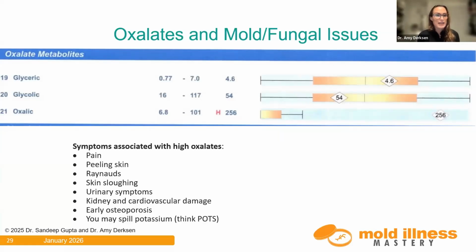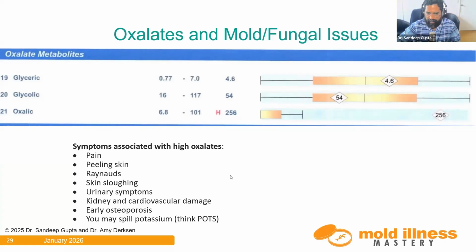So symptoms that we see: pain, sometimes peeling skin, aggravation of Raynaud's, skin can slough off, urinary symptoms for sure, especially frequency and that sharp pain, kidney and cardiovascular damage, early stages of osteoporosis because it disrupts the calcium. And then you might spill more potassium and see more POTS symptoms with that.